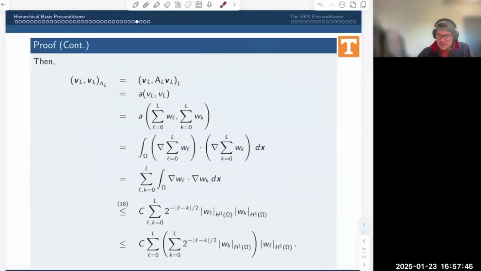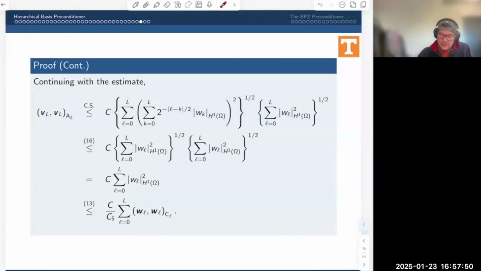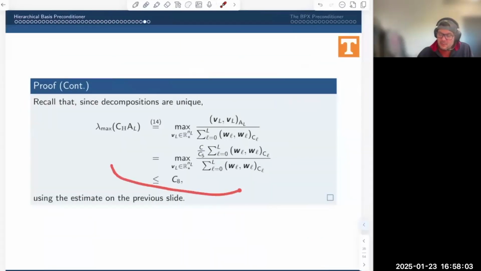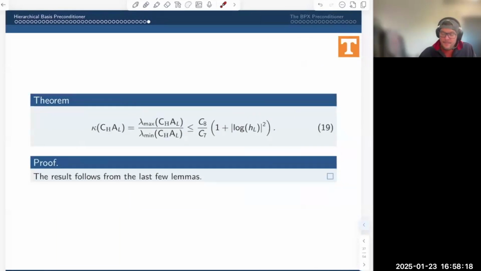I'm also going to use my strengthened Cauchy-Schwarz inequality, which was 18. And then I'm going to use the definition of my C matrices, which is from 13. Cauchy-Schwarz inequality again. And then I'm going to follow up with that Rayleigh quotient result that I had previously. And what I get in the end is a constant upper bound for lambda max, which is entirely independent of capital L.